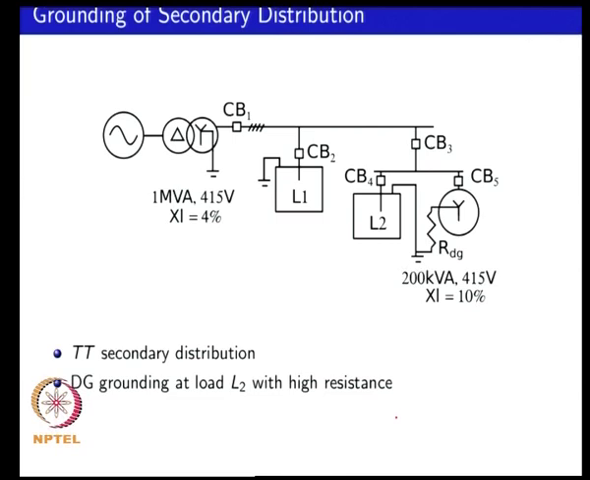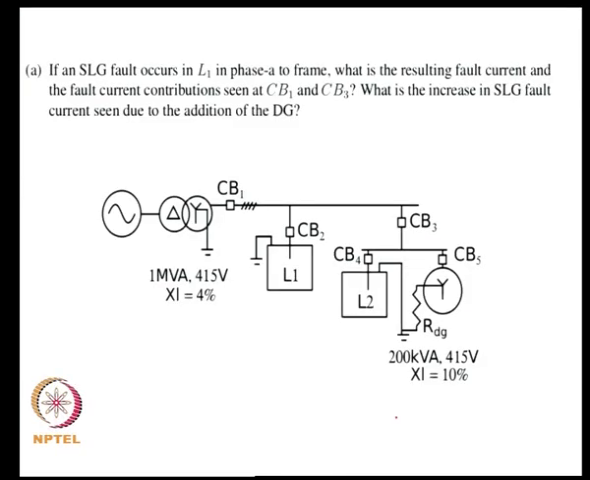Okay. So, the first problem is to look at what happens if you have a single line to ground fault in load 1, and what is the resulting fault current seen at circuit breaker 1 and circuit breaker 3 through which the DG is interconnected, and you want to see whether there is any increase in fault current due to the addition of the DG.